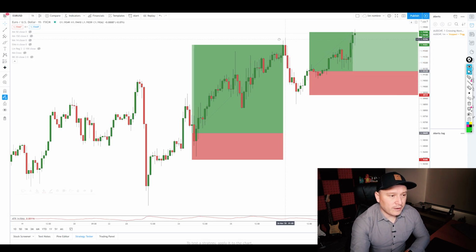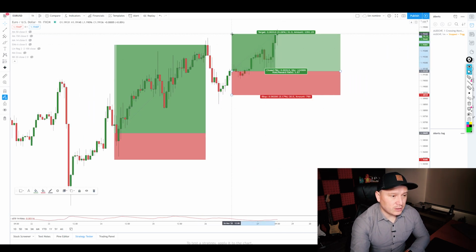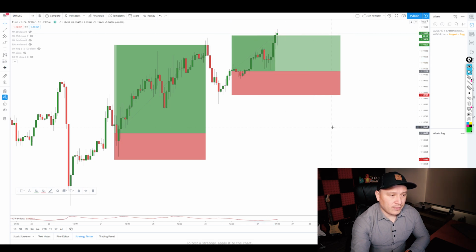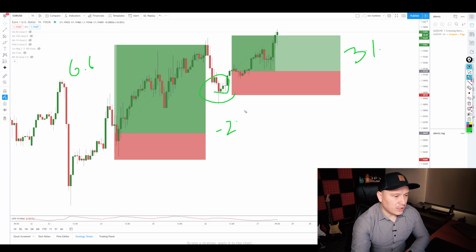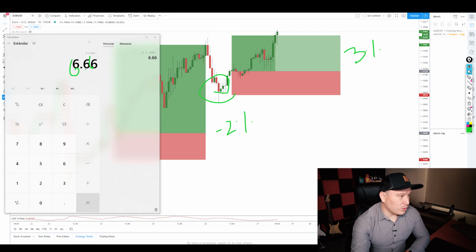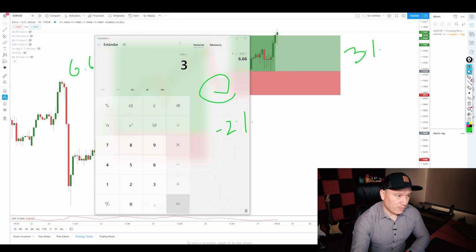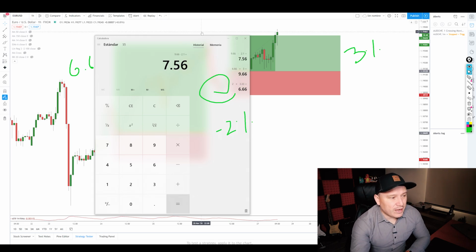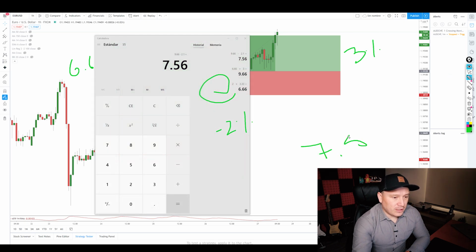At least 1.65 has been reached. Let's say 1.5 as I mentioned. So that means that in here, I make a 3% increase, here a 6.6%. And on this one that we lost, we had a 2% loss. This brings me to a total of plus 3, plus 6.6, minus 2.1. That's a 7.56% increase in your account.